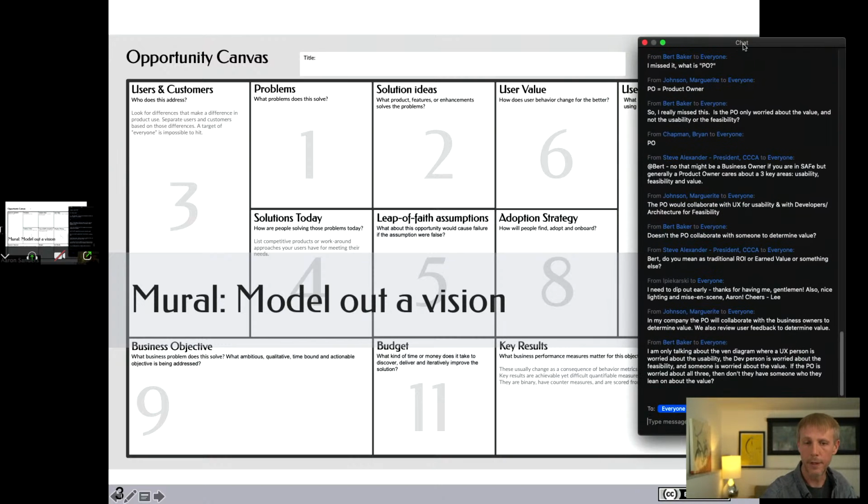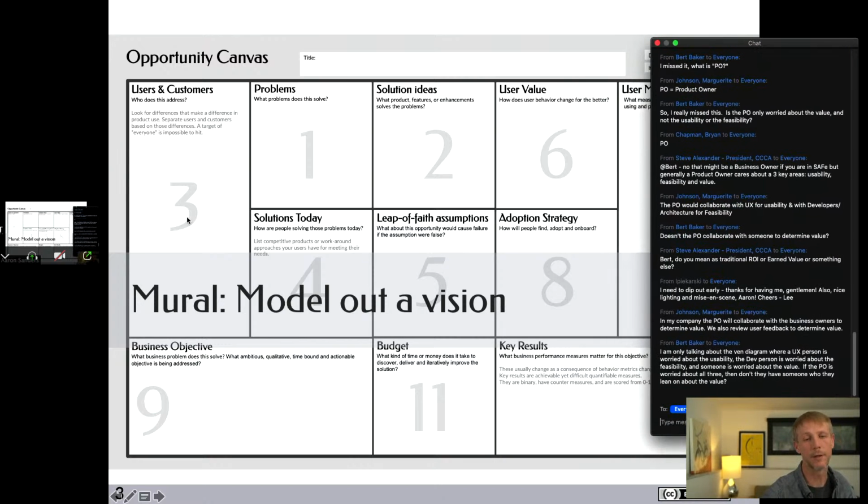And then once we understand that, we can also talk about who is most affected by that problem and solution. What do they do today? And leap of faith assumptions. What are we guessing at? Where do we know we're guessing? And if we're guessing wrong, we fail.